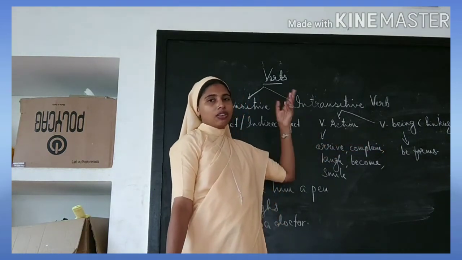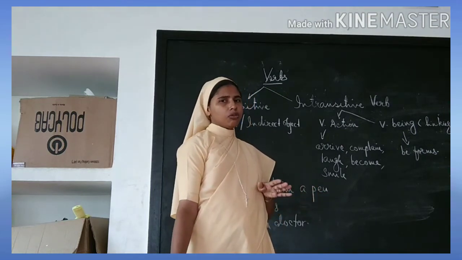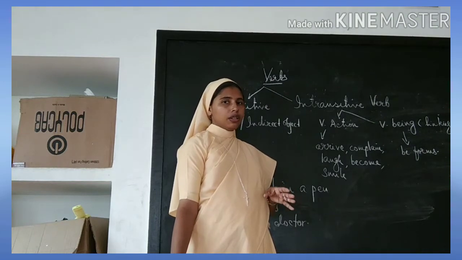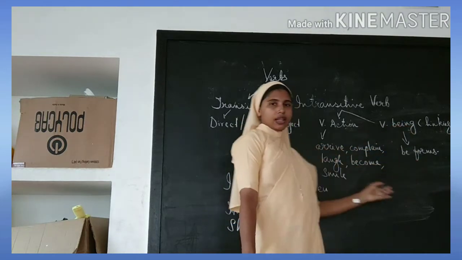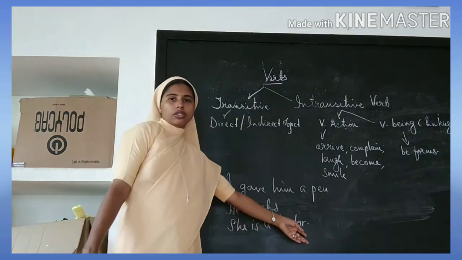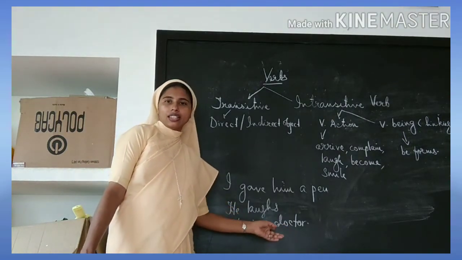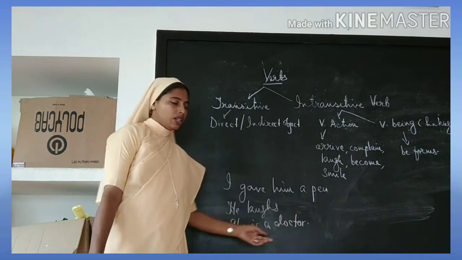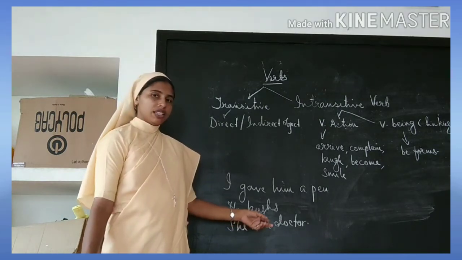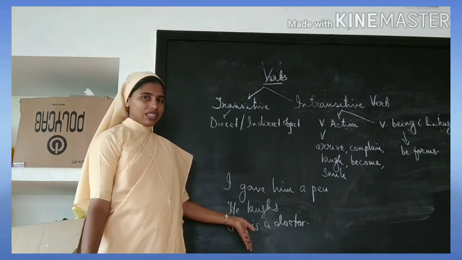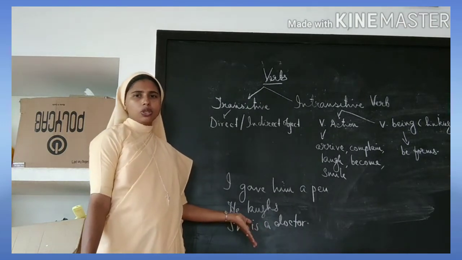Plus, verbs of being. Already we have learned what verbs of being are: all the be forms of verbs. For example, is, am, are, was, were, will be, been, etc. For example, the sentence: she is a doctor. She is the subject, is is the main verb, and here this is a complement. So here is is used as a main verb. This is intransitive because it doesn't have an object to complete its sense. Without having an object, the sentence is complete.